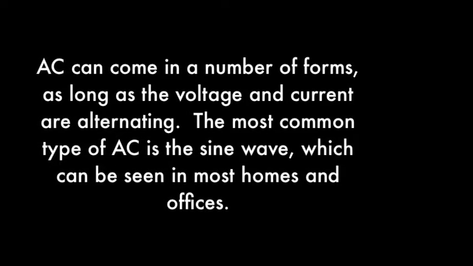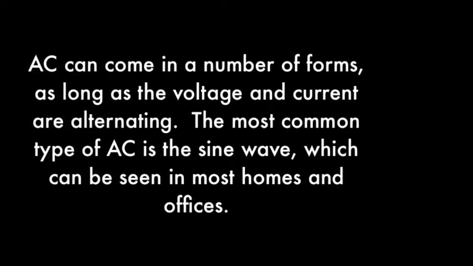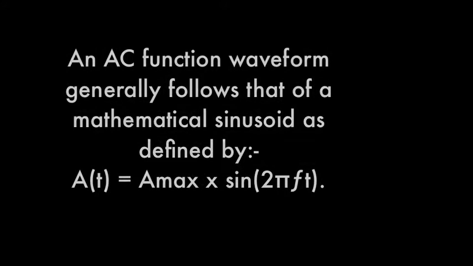AC can come in a number of forms as long as the voltage and current are alternating. The most common type of AC is the sine wave, which can be seen in most homes and offices. An AC function waveform generally follows that of a mathematical sinusoid, as defined by A(t) = A_max × sin(2πft).